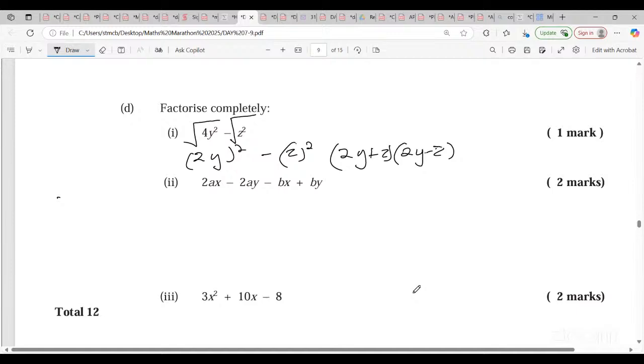So basically, this is factorized by grouping. All right, so we are factorizing it by grouping, right? So it means that we're going to bracket these off in pairs. All right, and then we take out the highest common factor.